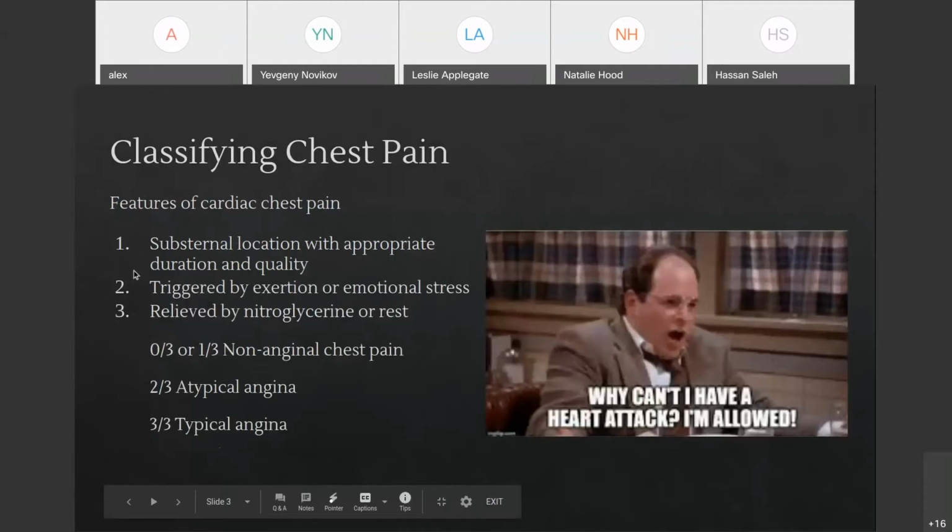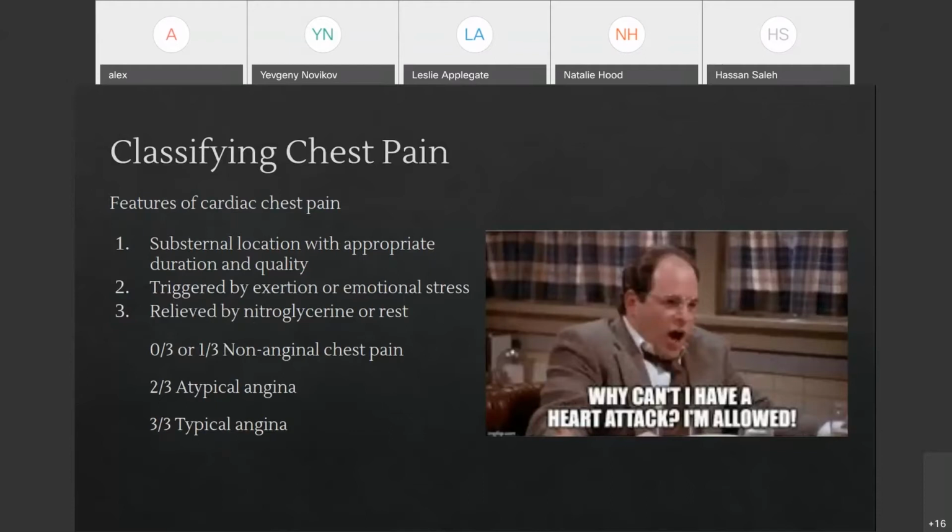So the first thing you have to do when you're seeing a patient in the emergency department is classify their chest pain. And I know this is something all you guys know, but it's really important for risk stratification moving forward. So there's three features for cardiac chest pain. It should be substernal, with appropriate duration and quality. It needs to be triggered by exertion or emotional stress, and then relieved by nitro or rest.